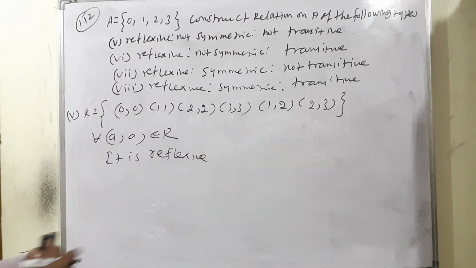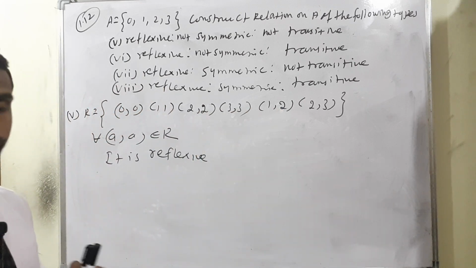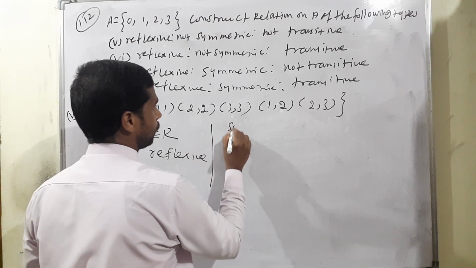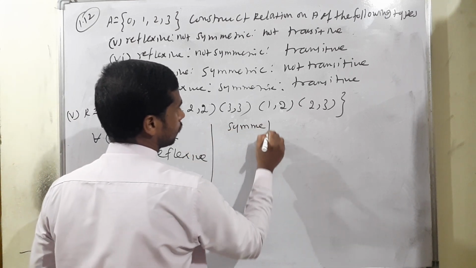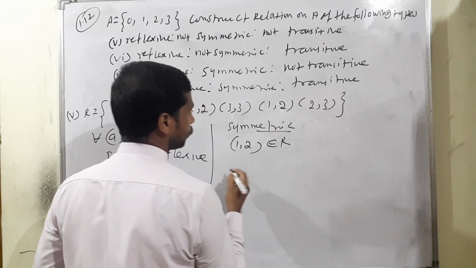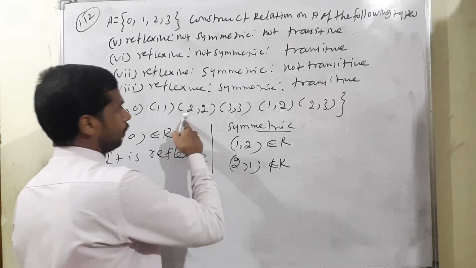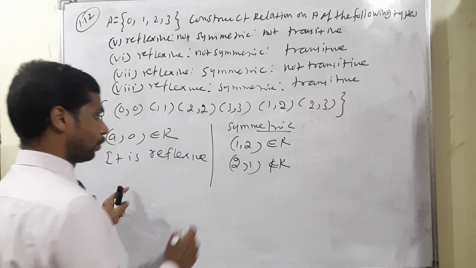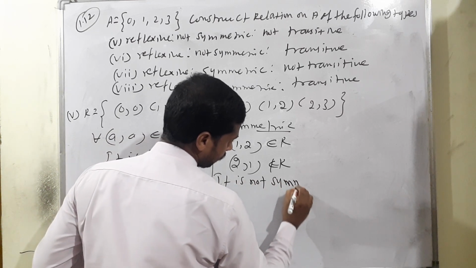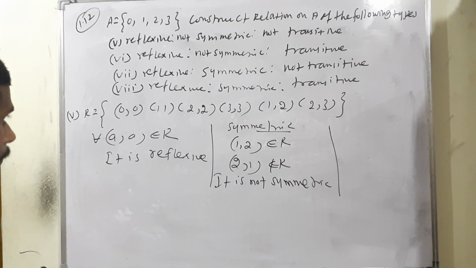Okay, then we have to show not symmetric. Look there, 1 comma 2 is there. Is there any 2 comma 1? Nothing. We can say no. Then only we can say it is not symmetric. So symmetric means 1 comma 2 belongs to R, but 2 comma 1 does not belong to R. There is no 2 comma 1 pair, so it is not symmetric. The next one, transitive.